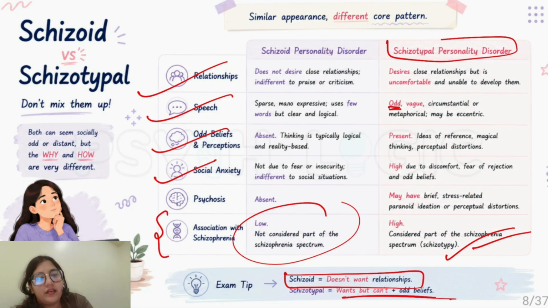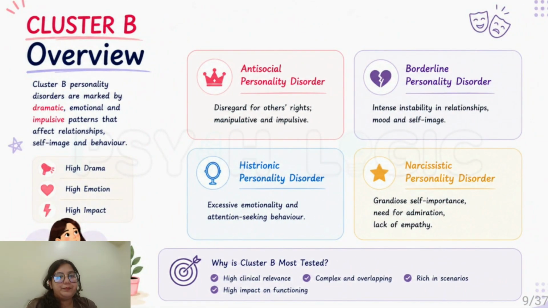They just simply are like that. So schizoid says that I'm happy alone, while schizotypal says I struggle to connect with people because I think and behave differently. With this, we complete our cluster A. Let's move on to cluster B.